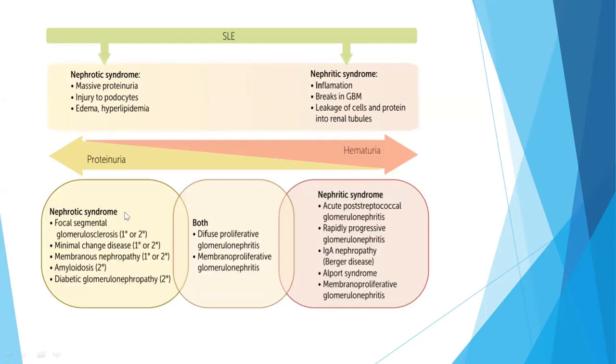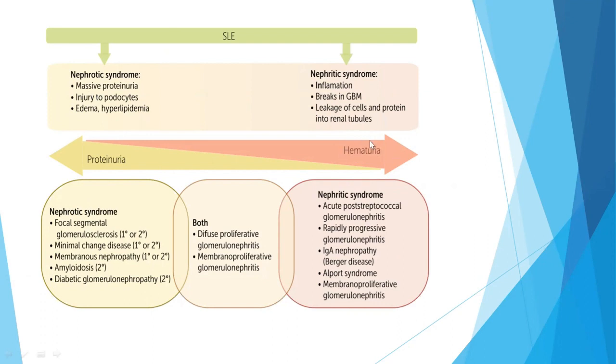So, this is just a simple classification. For example, if there is nephrotic syndrome, the patient has massive proteinuria, injury to podocytes, edema, or hyperlipidemia. If it is nephritic syndrome, the patient has inflammation, okay? Inflammation, there are breaks in the glomerular basement membrane and there is leakage of cells and protein into the renal tubules. Now, proteinuria is more in the nephrotic syndrome, while there may be slight proteinuria in case of nephritic syndrome.